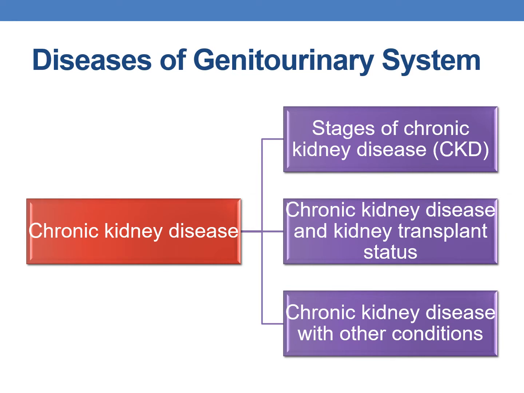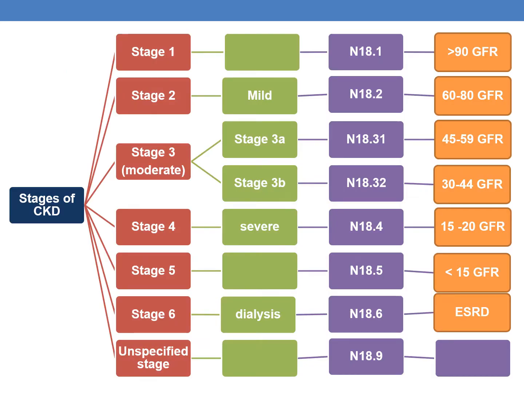In chronic kidney disease, we will discuss the following topics: the stages of CKD, chronic kidney disease and kidney transplant status, and chronic kidney disease with other conditions. There are specific guidelines to discuss these topics. Now let us discuss the various stages of CKD.